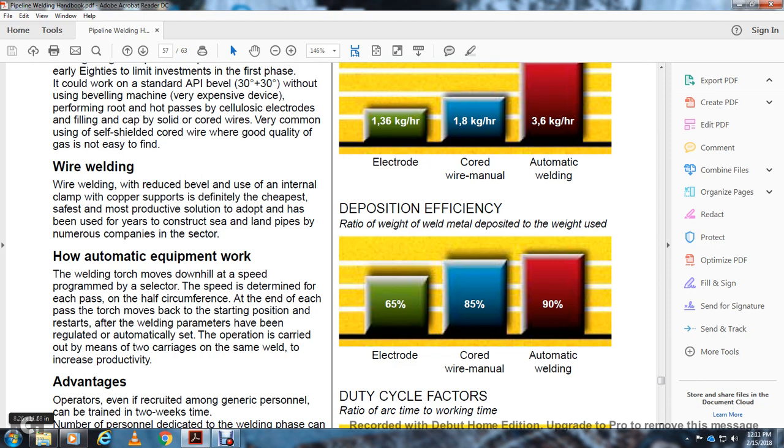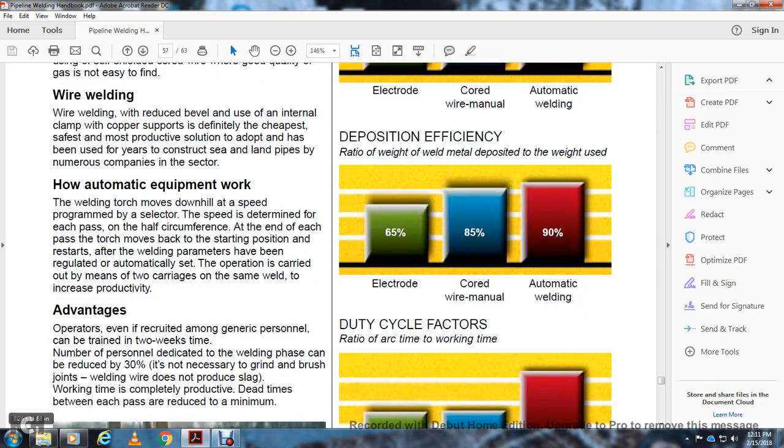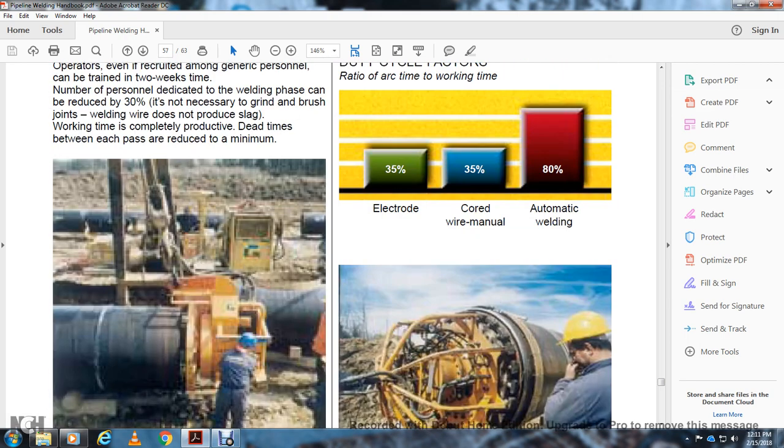Two carriers on the same weld increase productivity. Operators, if recruited among generic personnel, can be trained in 2 weeks, and the number of personnel dedicated to the welding passes can be reduced by 30%. Grinding and brushing of the joints is not necessary, since wire welding does not produce slag. Working time is completely productive, and the dead time between each pass is reduced to a minimum.